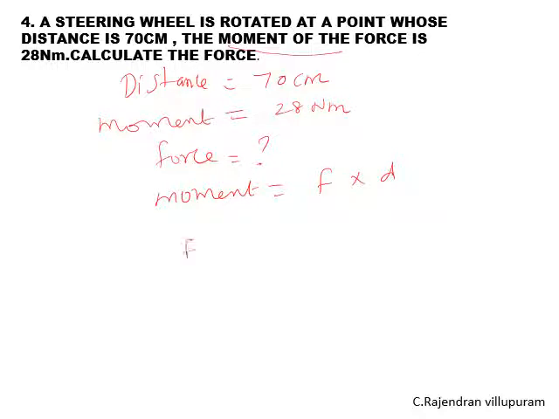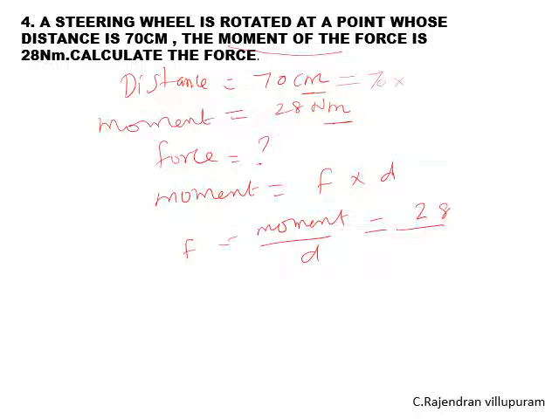Therefore, F is equal to, what is the formula? Moment by distance. Okay, right. What is the value of moment? 28. What is the value of D? 70 centimeter. Can you use 70 centimeter here? No. See the unit here. This is Newton meter and this is centimeter. So you have to change 70 centimeter into meter.